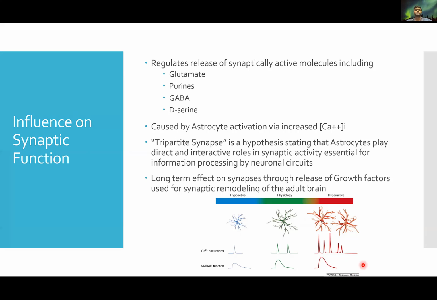It also has long-term effects on synapses through the release of growth factors, which is used for synaptic remodeling of the adult brain. As I mentioned in the previous videos, in the embryology video and in other PowerPoints on the developing mind, very early on, there are lots of growth factors that allow for the explosion of growth in the CNS. In adults, these growth factors decrease significantly, except in some areas associated with memory, such as the hippocampus, cerebellum, and some areas of the prefrontal cortex. And these growth factors are released by these astrocytes to really help.